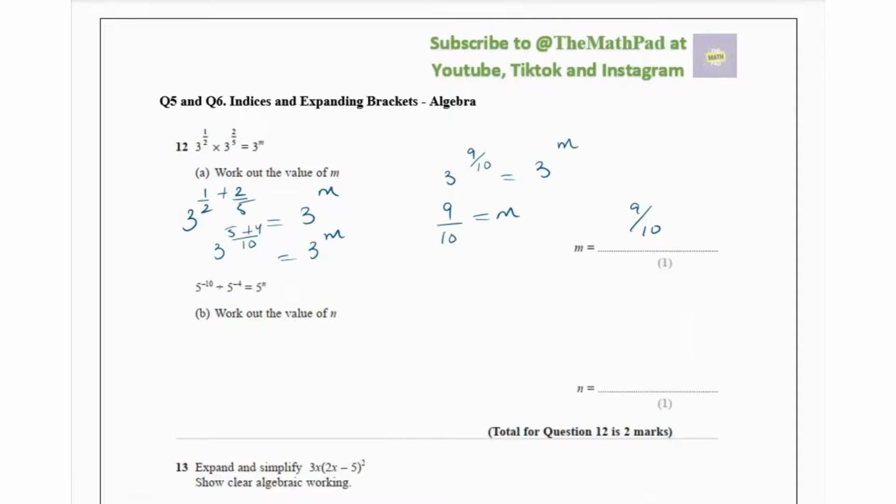Then 5 to the power of negative 10 is divided by 5 to the power of negative 4, which equals to 5 to the power of n. Work out the value of n. So when similar bases are being divided, we subtract the powers. So 5 to the power of negative 10 minus negative 4 equals to 5 to the power of n. Negative 10 plus 4 is negative 6. So n equals to negative 6. That is your answer.